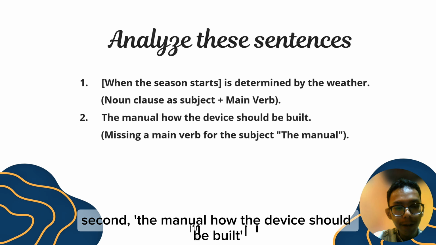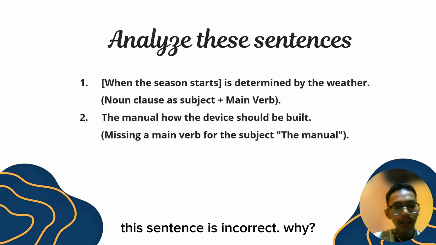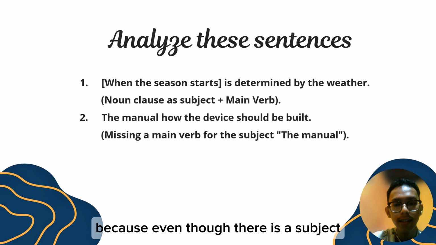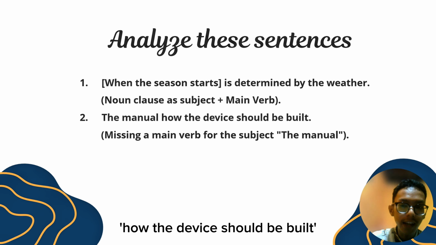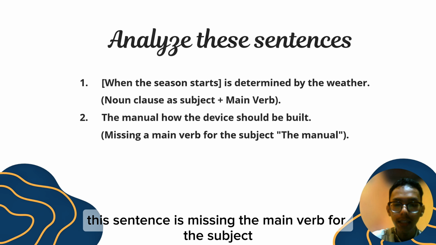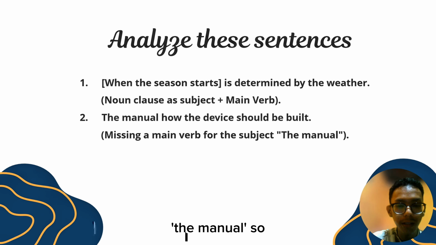Second, the manual how the device should be built. The sentence is incorrect. Why? Because even though there is a subject, the manual, and a noun clause, how the device should be built, the sentence is missing the main verb for the subject, the manual.